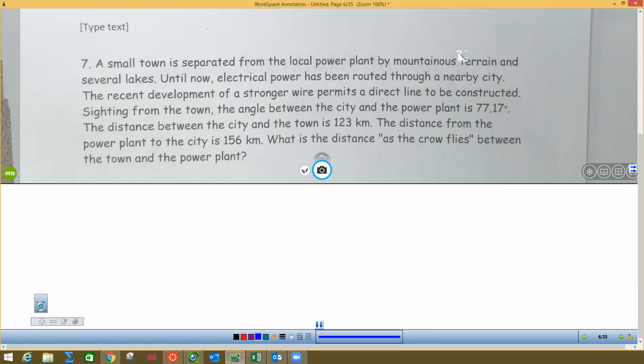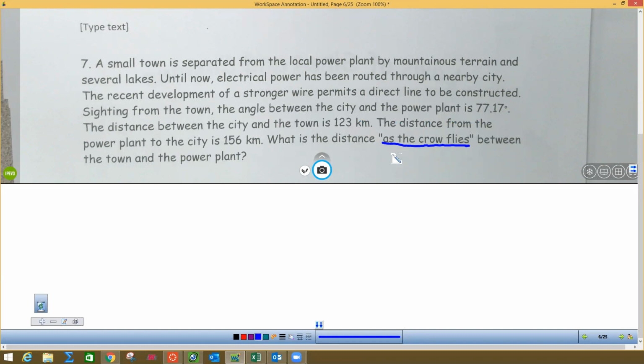A small town is separated from the local power plant by mountainous terrain and separate points. Until now, electrical power has been routed to a nearby city. The recent development of stronger wires permits a direct wire to be constructed. Sighting from the town, the angle between the city and the power plant is 77.17 degrees. The distance between the city and the town is 123 kilometers. The distance from the power plant to the city is 156 kilometers. What is the distance as the crow flies between the town and the power plant?